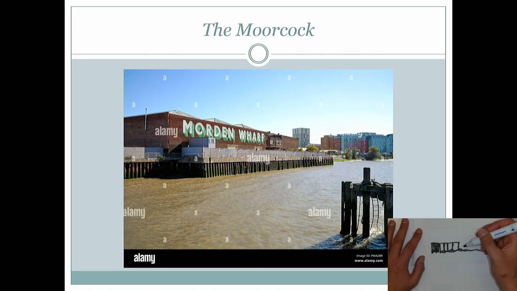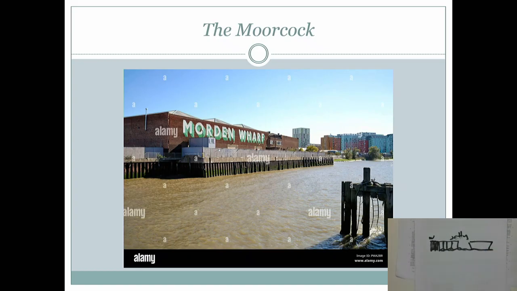So you've got a wharf or a jetty. I think this is the wharf because it goes along the shoreline. I think that's the jetty. And then you've got a boat, which is called the Moorcock. And the boat needs to use the jetty to get the goods onto land via the wharf. And in order to use the jetty, the boat has to come alongside.